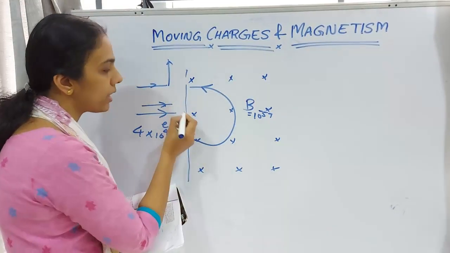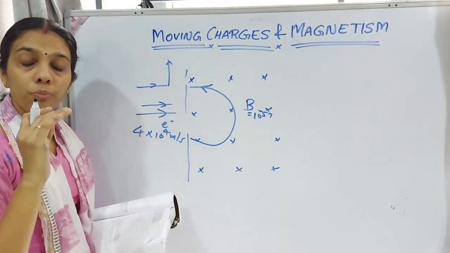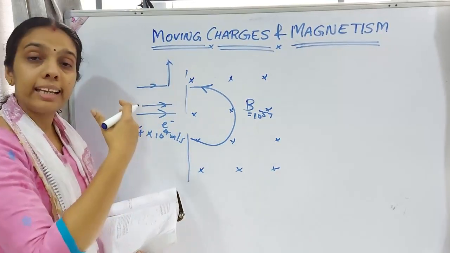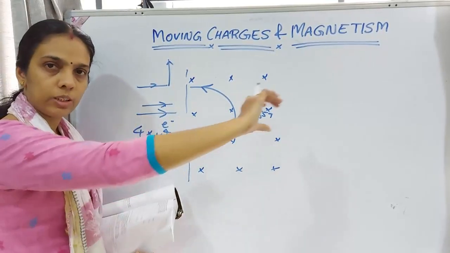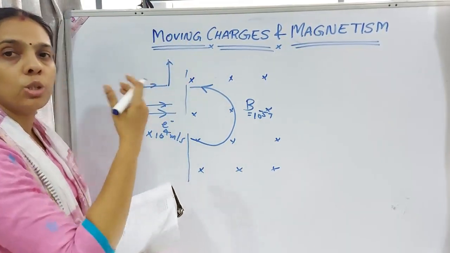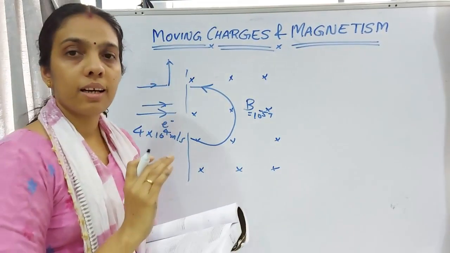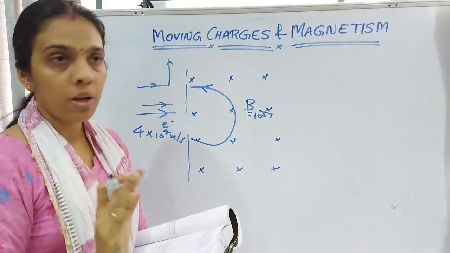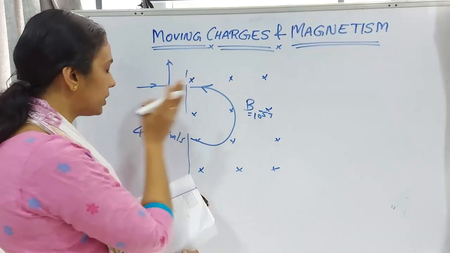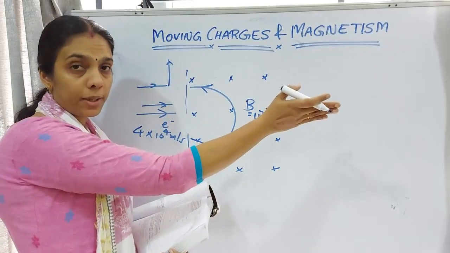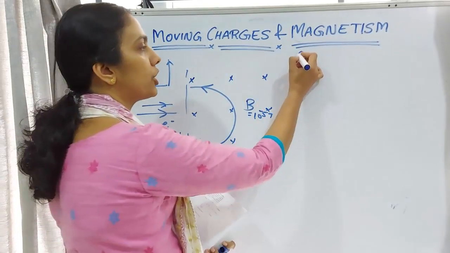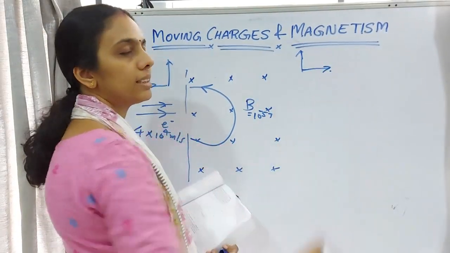When it moves anti-clockwise in a uniform magnetic field after entering, it will follow a circular or helical path. Velocity V cos theta will be acting like this and V sin theta will be acting in the upward direction, so it should follow a helical path. But here the magnetic field is acting in the upward direction and the velocity is acting perpendicular to that. Magnetic field is acting upward and velocity is acting in this direction.